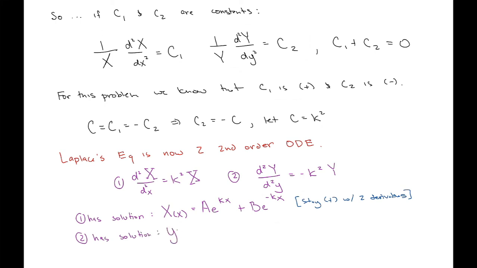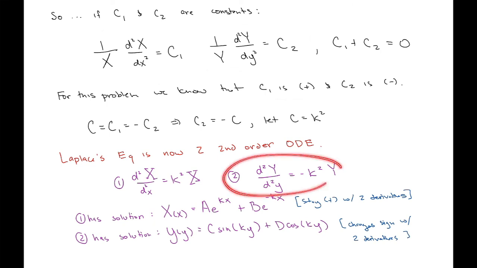For that one, I get big Y, y is equal to C times the sine of ky, plus D times the cosine of ky. And again, I don't know what C and D are. Those are constants that I'm going to have to figure out using my boundary condition. But this one does change sign with two derivatives, so I know that's appropriate for a solution to this second order differential equation.